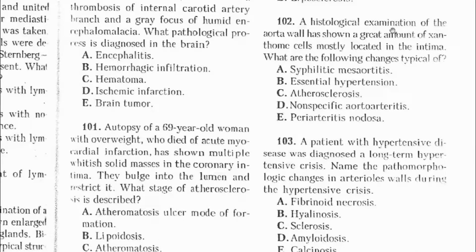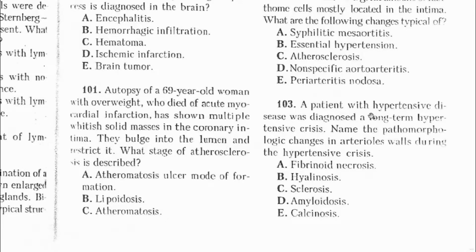A histological examination of the aorta wall has shown a great amount of xanthome cells, mostly located in the intima. You remember? So, what are the following changes typical for? Of course, this is the second stage of arteriosclerosis. So, your answer is definitely C.